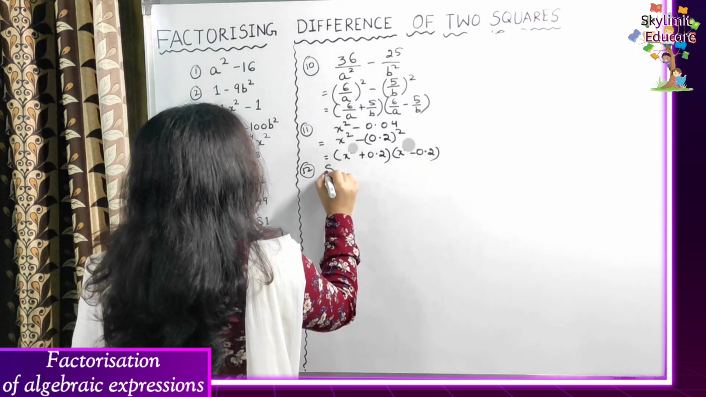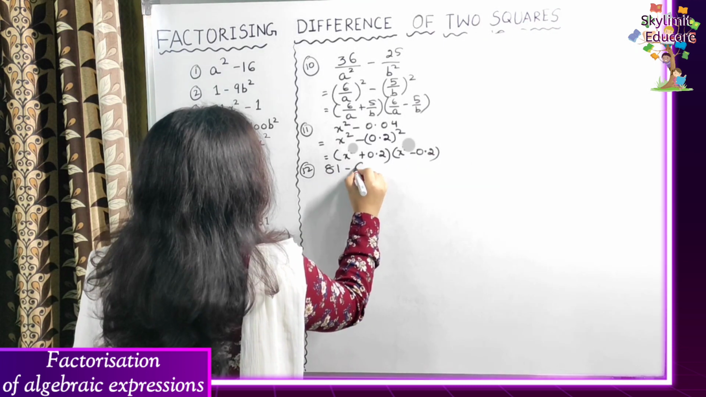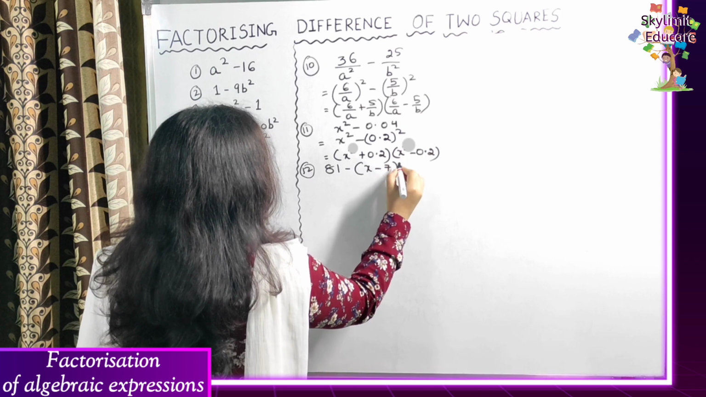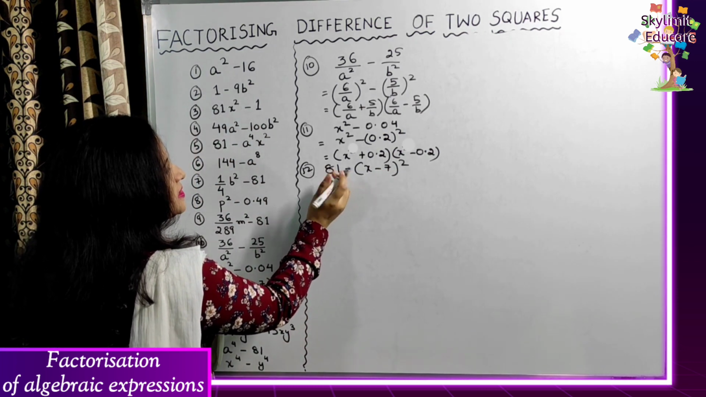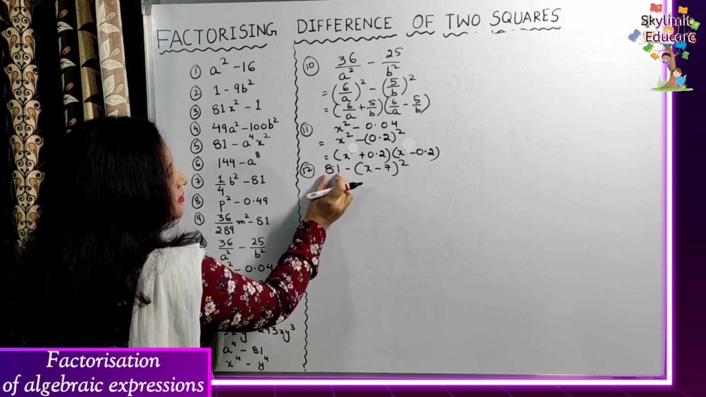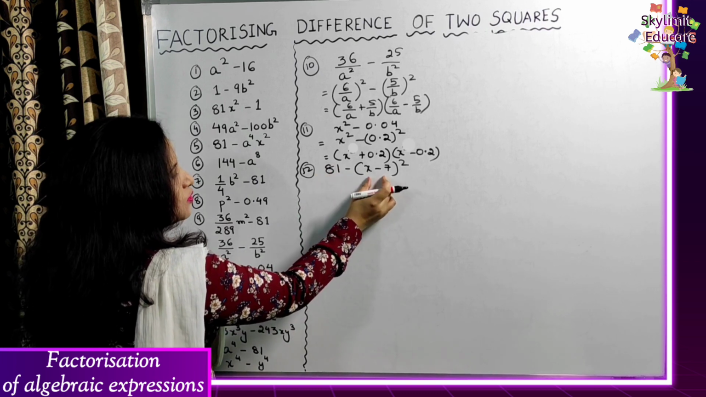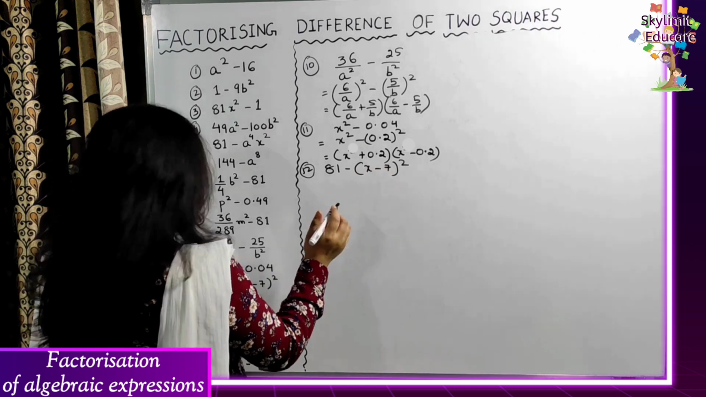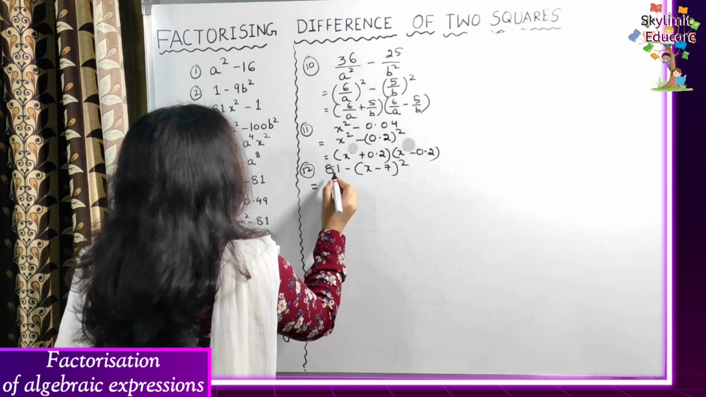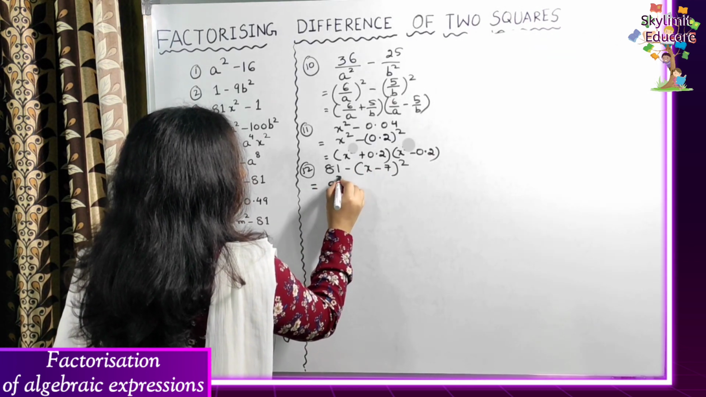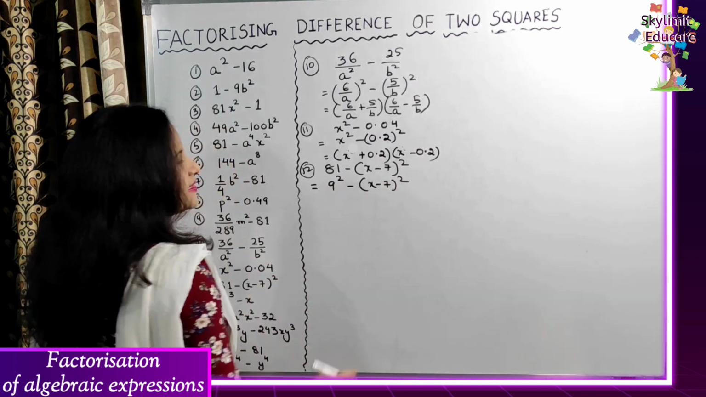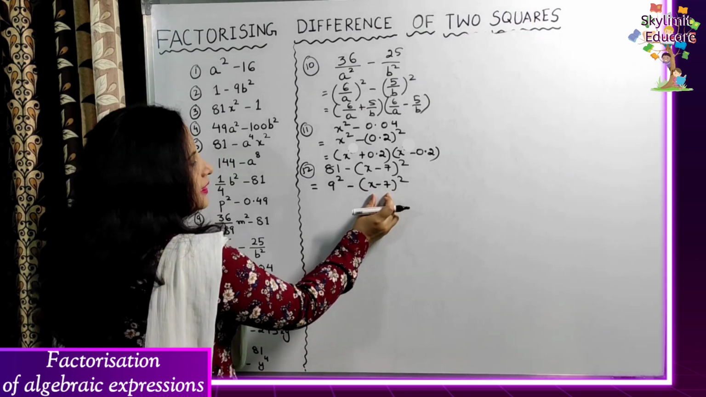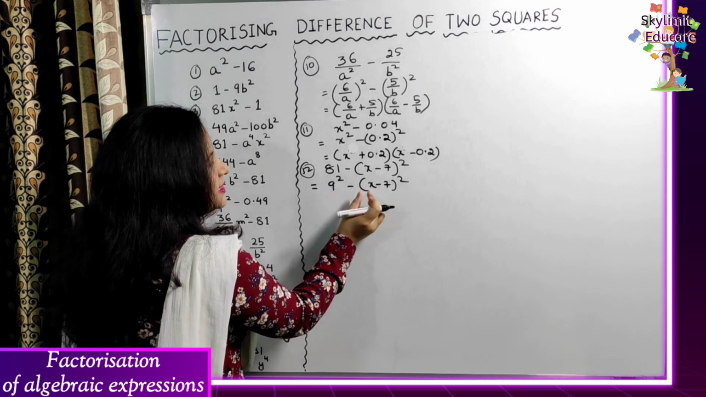81 minus (x minus 7) whole square. Now students, you see here, this is one term. This is a perfect square, this is a perfect square and this is also a perfect square. So now how are you going to solve it? How can you express 81 as a square? 9 square, and the square of x minus 7 is already a square. Clear? So this is a square and this is minus b square.